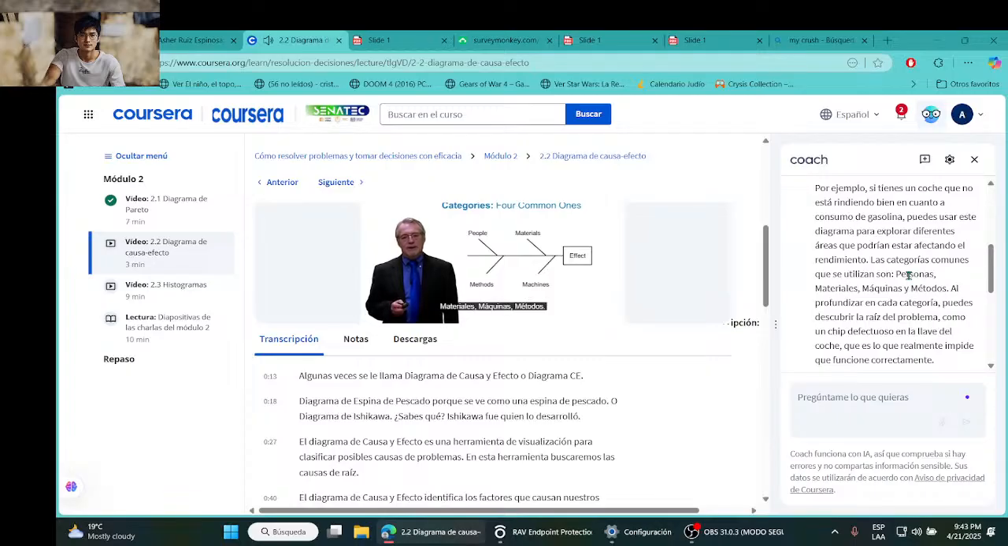Materials, machines, methods. People, that's not an M. In a less enlightened time, that was called manpower. Now it's people. So it's still referred to mostly as the 4 M's. Now we look for causes in here, and we go deeper. What's the cause of something with materials? There's some material thing that's causing this problem, like we talked about before. Bad car key.